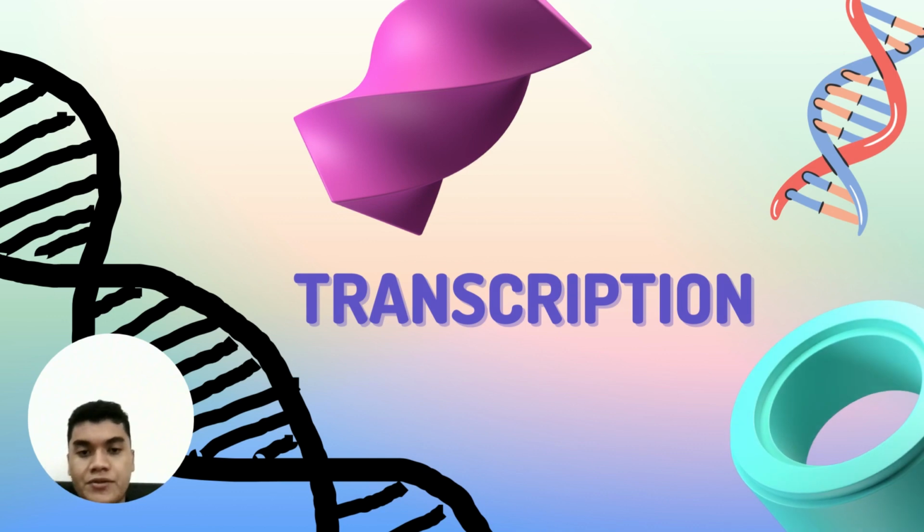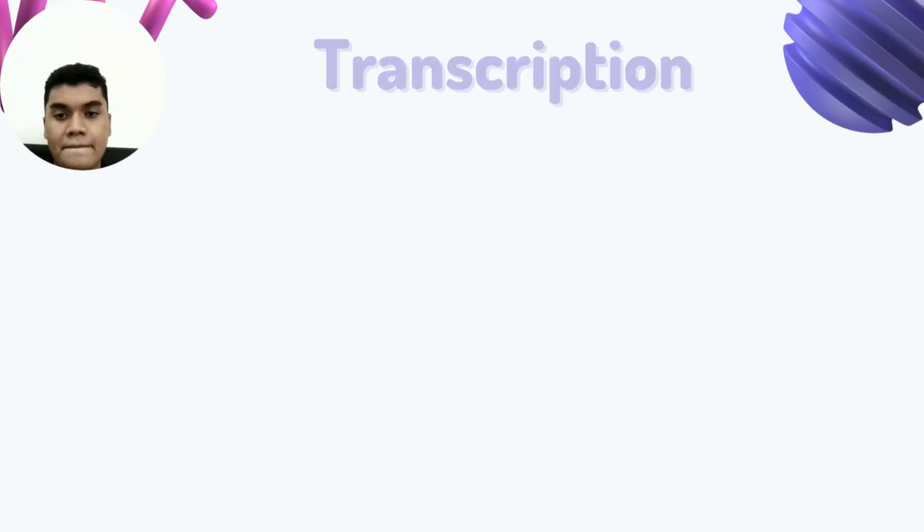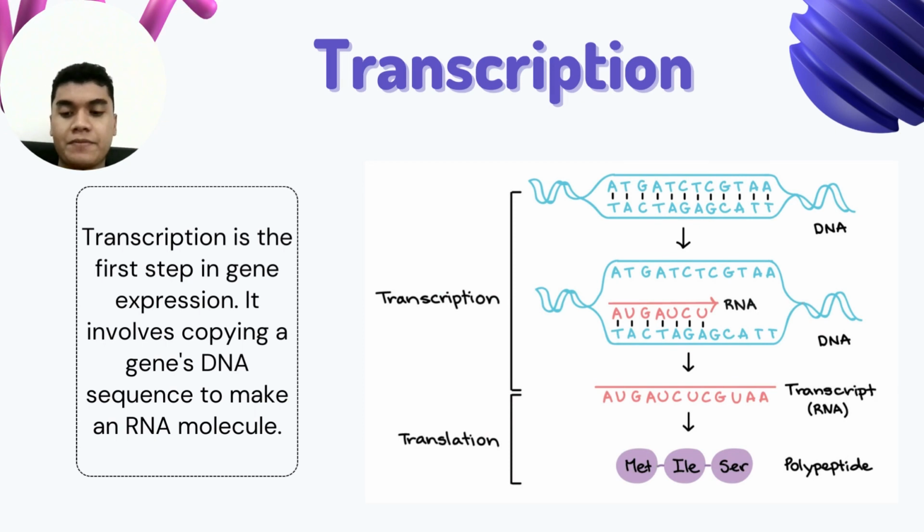Okay, next is transcription. Transcription is the first step in gene expression, in which information from a gene is used to construct a functional product such as a protein. The goal of transcription is to make an RNA copy of a gene's DNA sequence. For a protein-coding gene, the RNA copy or transcript carries the information needed to build a polypeptide, protein, or protein subunit. Eukaryotic transcripts need to go through some processing steps before translation into proteins.